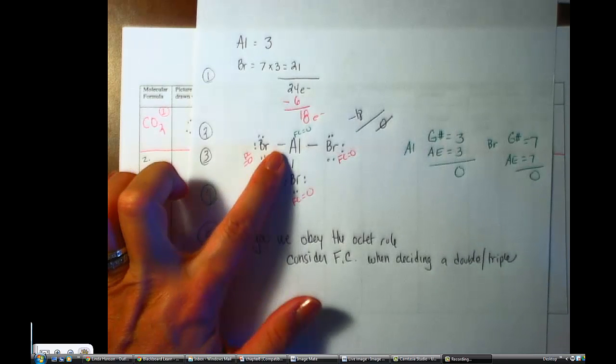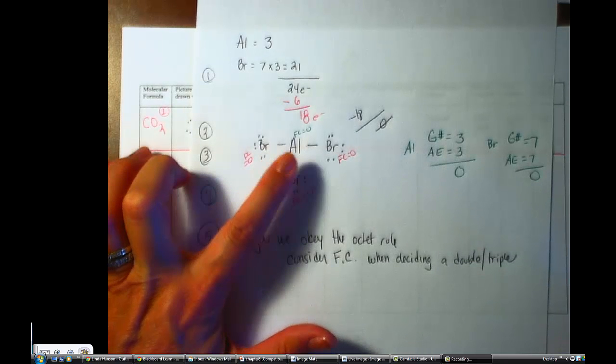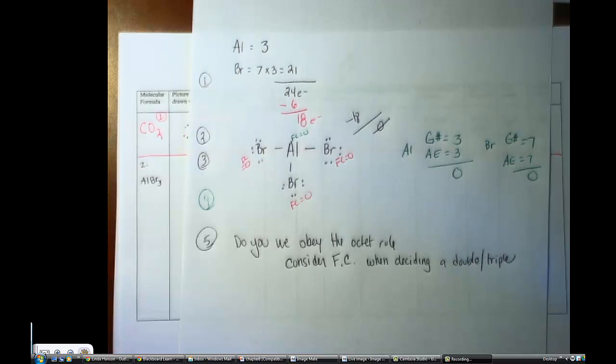If I were to consider a double bond to fill the aluminum octet, we will continue our molecular geometry.